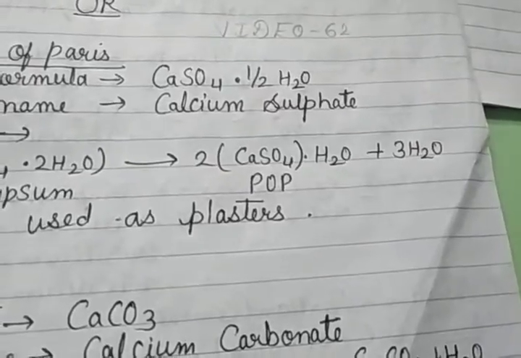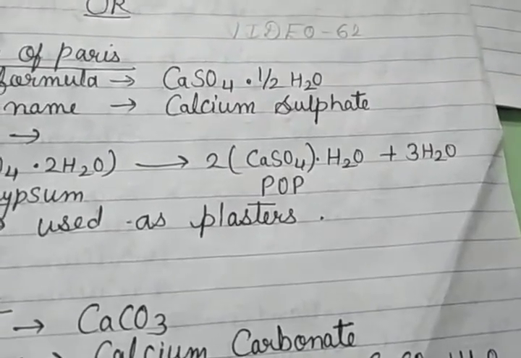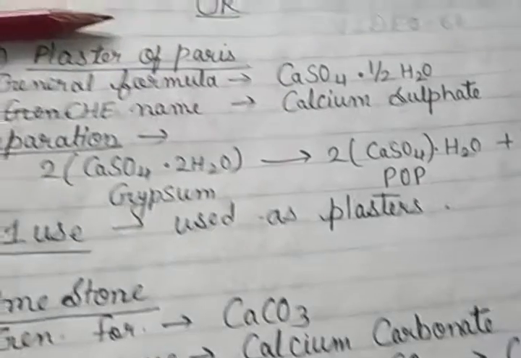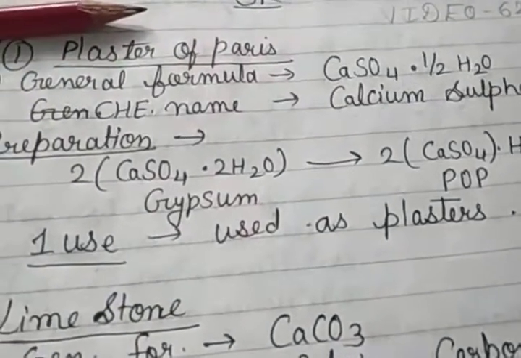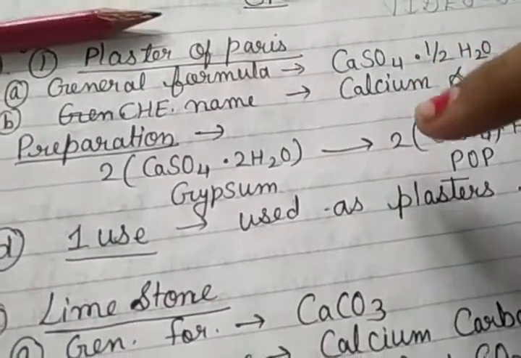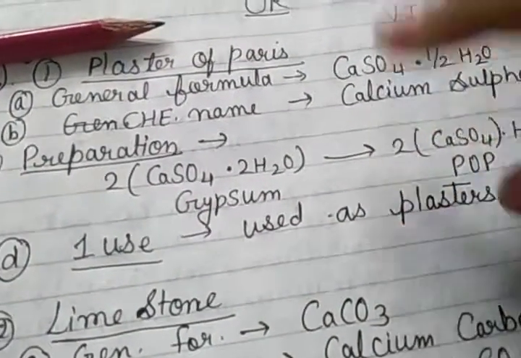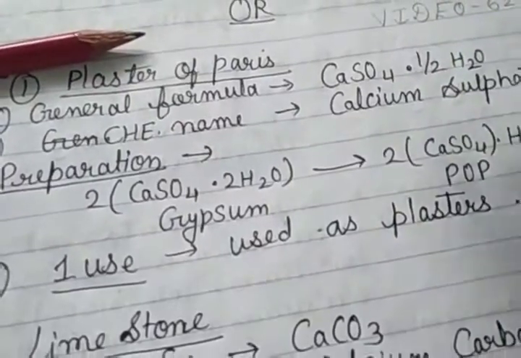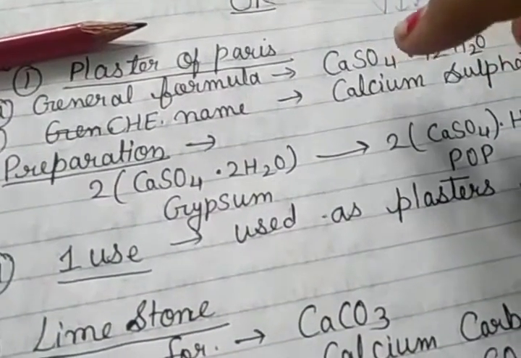In this video, we will do revision for half yearly exams. So questions of chapter number 9 and 10: general formula and chemical name, preparation and use of the compound. So the first compound is plaster of Paris.